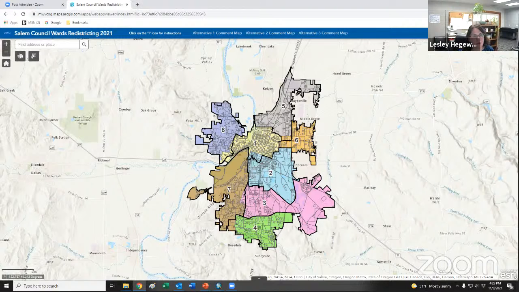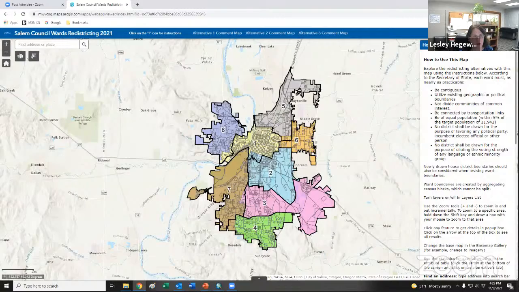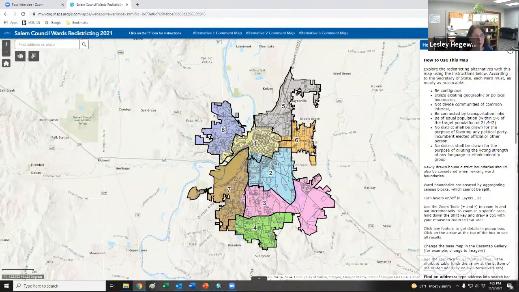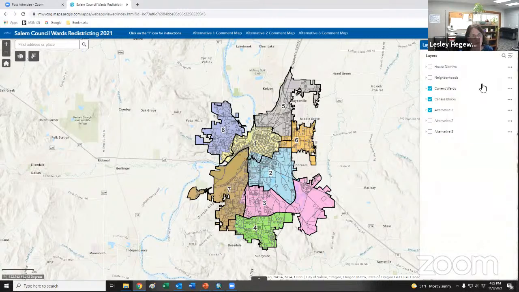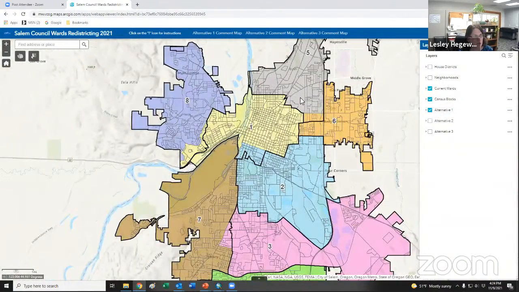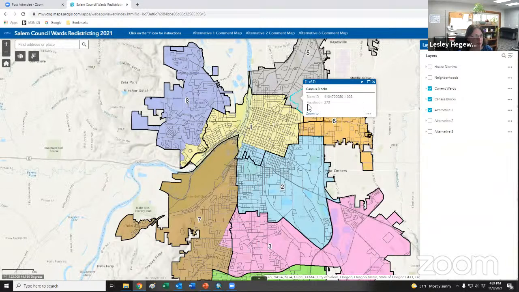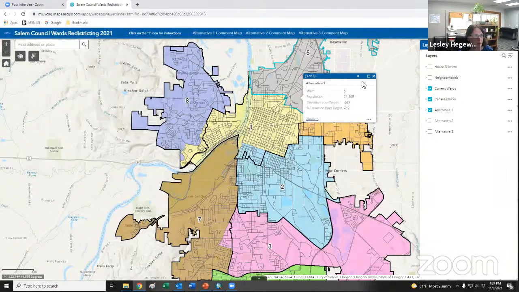Up here, if you click on this information link, there are instructions for how to use this site, pretty detailed. This is the legend where you can see what everything is, and the layer list will allow you to turn layers on and off. You want to see the neighborhood boundaries, you can click those on, or the house districts. And you can toggle the alternatives off and on. You can also click on the map to get information in a pop-up. So this is showing the census block and its population. And then you just arrow through the results to see what other results there are. So this is the current wards and its population and the alternative one.